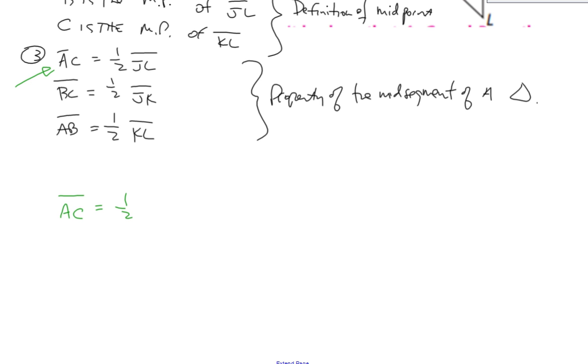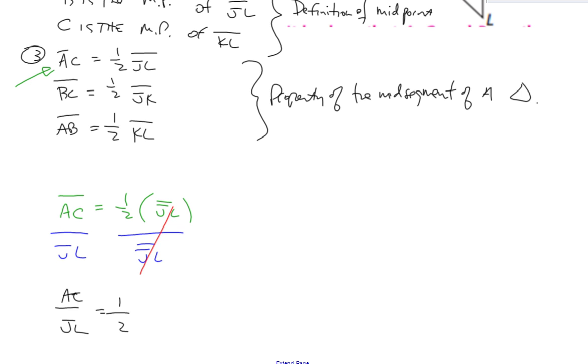AC is equal to 1/2 of JL. If I were to divide both sides of my equation by JL, what would I have? Well, first of all, the JLs on the right side would disappear. And that would mean that AC is to JL. Let's try to write this without the line segment so it's easier to see. AC is to JL as 1 is to 2. AC over JL is equal to 1/2.